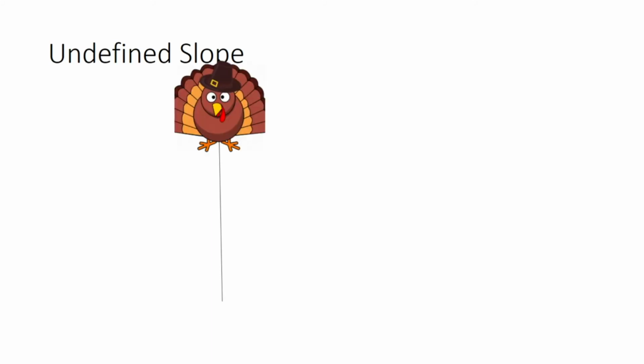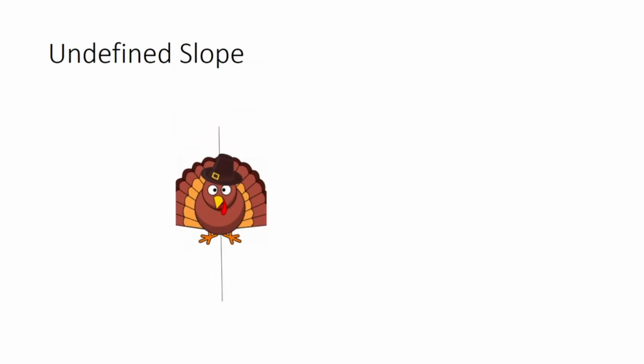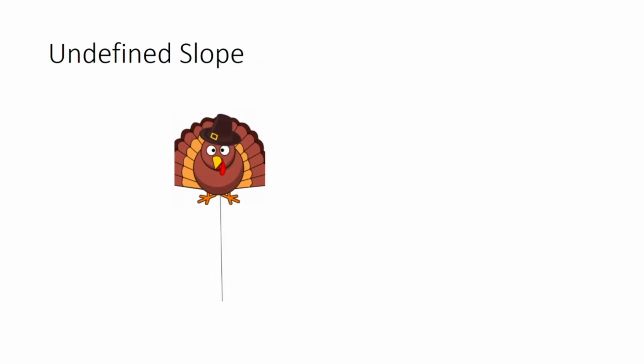Now let's look at the last case. This is for undefined slope. So let's start off with a vertical line. Whenever we have a vertical line, the slope is always undefined. So if we pick a turkey, here we can have it either on the top or the bottom, but let's just say it's on the top. The way it can move on this vertical line is up or down. It cannot move left or right. Therefore, the slope is undefined.